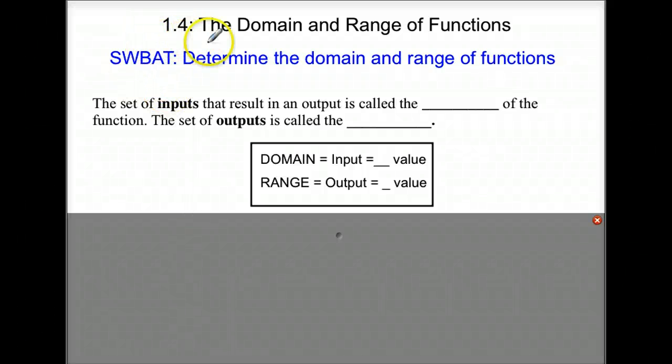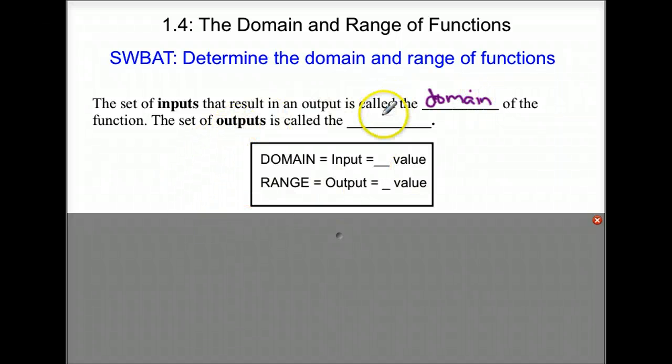Unit 1, Lesson 4, the domain and range of a function. Students will be able to determine the domain and range of a function.